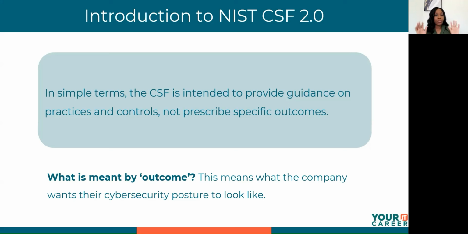All right, so that gives you the introduction to CSF. Now, based on that definition and understanding that the CSF is providing a framework or guidance on how to perform controls, we're now going to dive deep into what CSF is, what the different components are, and then we'll continue with the training there. Okay?